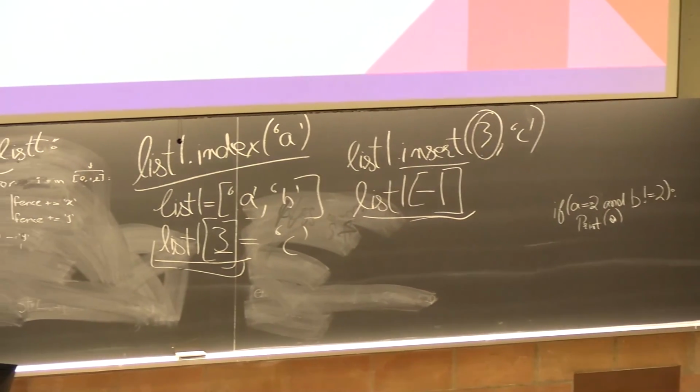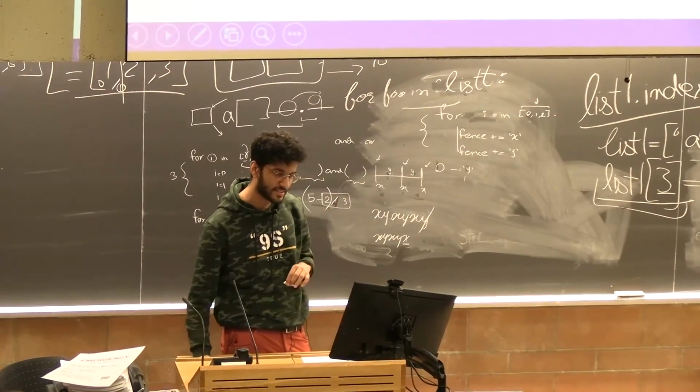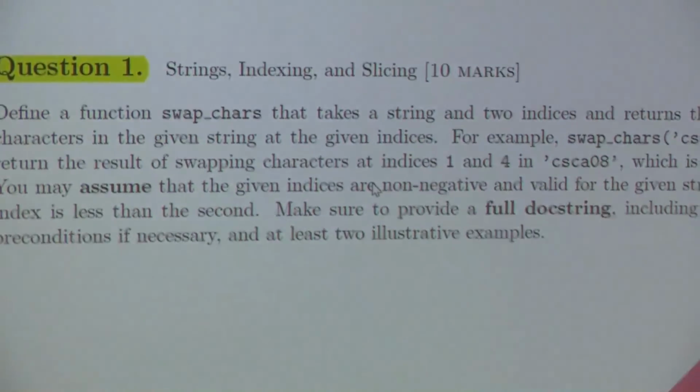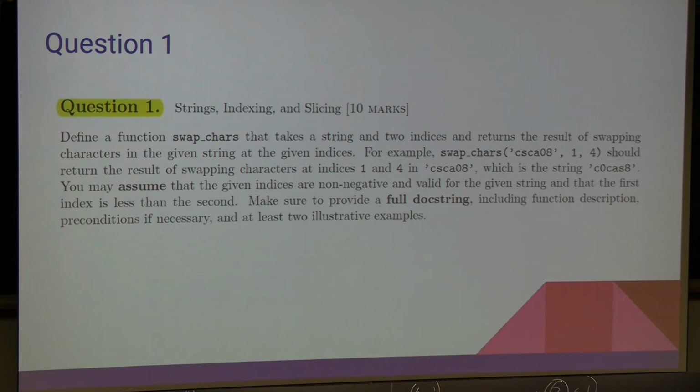The question here is, it says somewhere here that the indices are not negative. That basically means, in a very simple sense, that there are no negative indexes in the given inputs. That's a precondition in some sense. You don't have to check that. The input won't be negative. You may assume that the given indexes are non-negative.